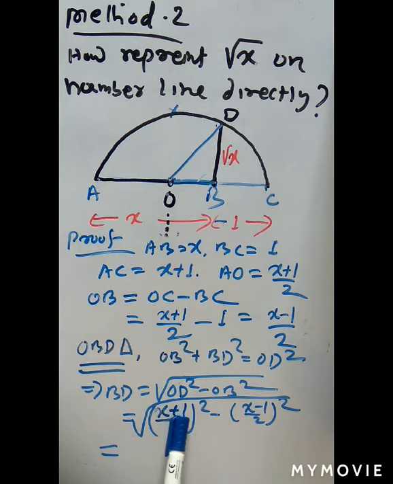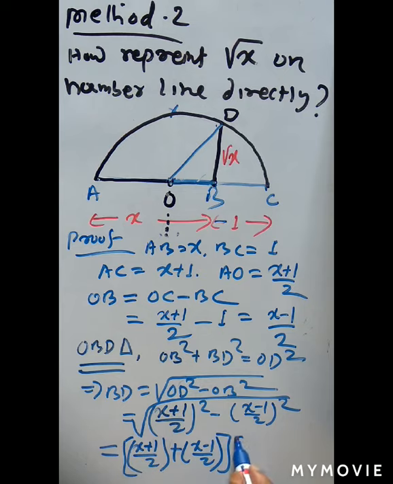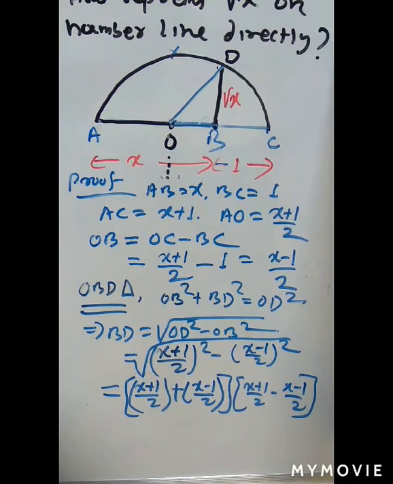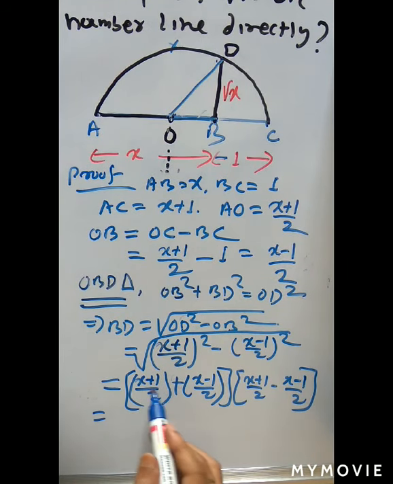If you take this as a, this as b, a square minus b square is nothing but (a plus b) into (a minus b). So I can say ((x plus 1) by 2 plus (x minus 1) by 2) whole into ((x plus 1) by 2 minus (x minus 1) by 2). So if we multiply, what will happen?